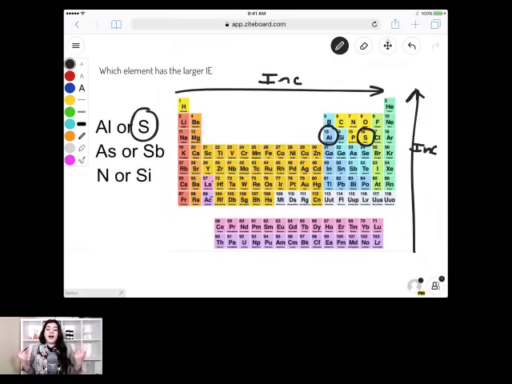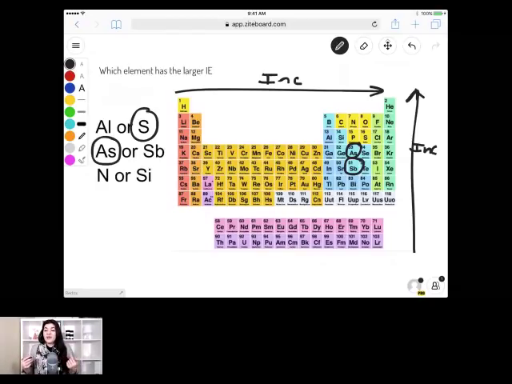And then I'm going to look at arsenic. So arsenic is right here, and here's Sb. Looking at those two, they're in the same column. So now we have to look at the increasing ionization energy as we move up the periodic table. In our case, since arsenic is higher up, that's going to be larger in ionization energy. See how we're doing this?